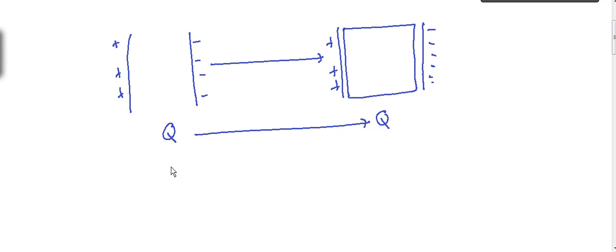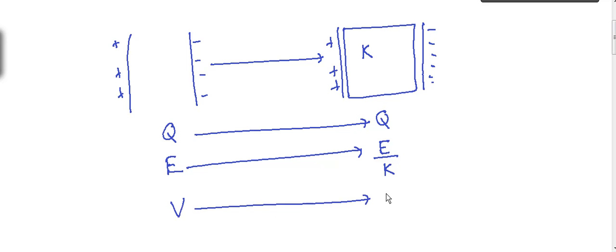Electric field between the plates: what does it become after putting the dielectric? It will become E by K, where K is the dielectric constant. So here all the answers you have to give in terms of K.